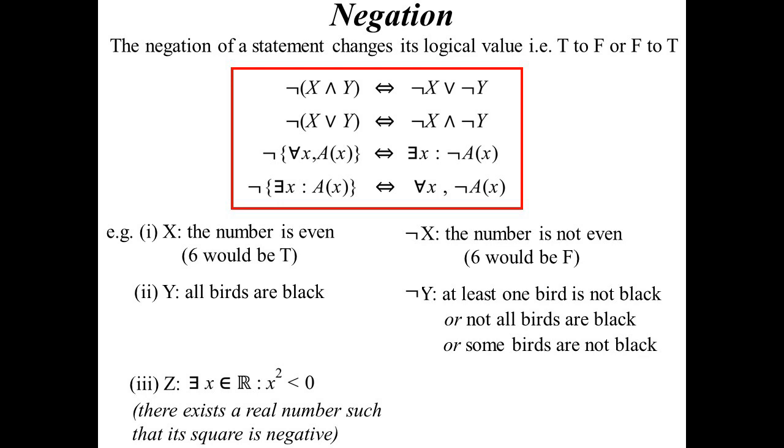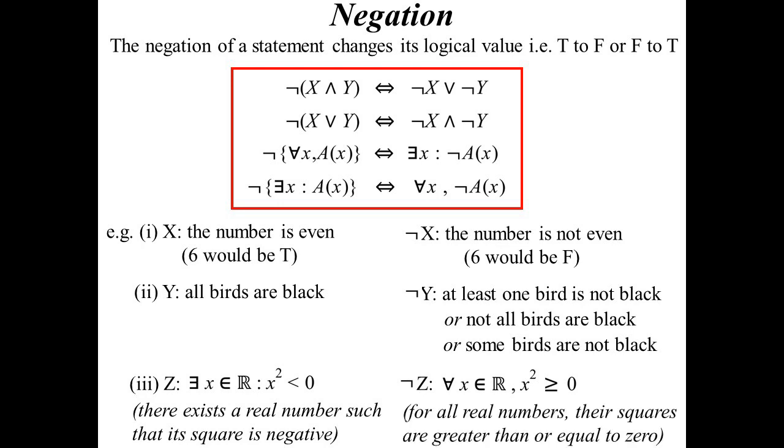So the negation of that would be: for all x, again, that belong to real numbers. Notice I don't say "such that" there, I just put a comma for this one. x squared is greater than or equal to 0. That would be the negation of that. So for all real numbers, their squares are greater than or equal to 0. That of course is true. So the negation of my false statement became a true statement.